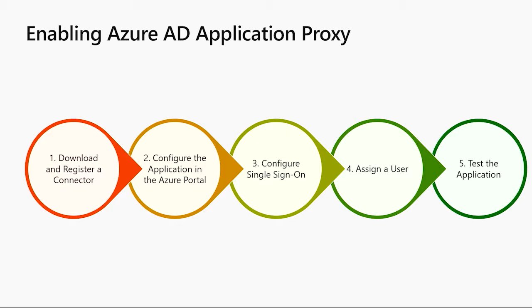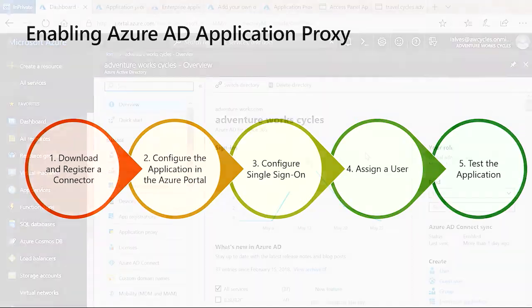Hello. Let's now talk about how you can enable and test Azure AD Application Proxy. To do this, there are 5 main steps. First, you'll need to download and register the connector, that lightweight on-premises agent. Then you'll need to configure each application in the Azure portal. Third, you'll want to configure any single sign-on that the application may need. Fourth, you'll need to assign a user. And fifth, you can test the application. Let's take a look at how you would do each of these steps.